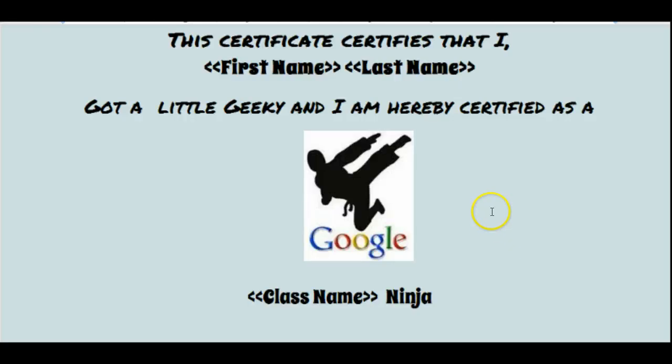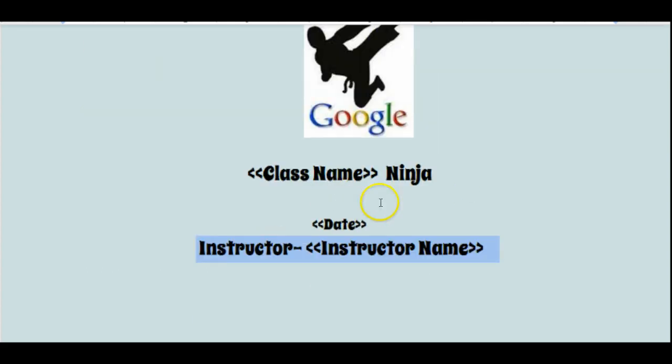Here is an example of a merge tag certificate. I've just made my certificate the way I want it to look, and where I want the first name to go, I just put the word first name inside of double brackets, and then last name inside the double brackets, and then I want the class name, so I'm going to put that inside the double brackets, the date, and then the name of the instructor. Everywhere it sees that, it's going to pull those from the spreadsheet, which I'll show you in just a second.